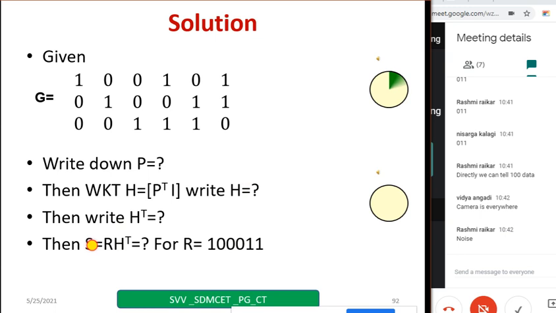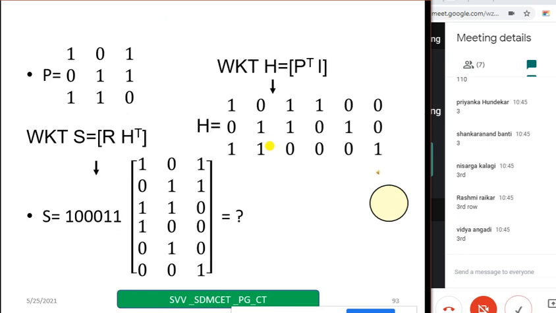Do it. Tell the answer. Syndrome, you can type in the chat box. You have 2 to 3 minutes. Very happy to see all answers are the same. You told the third bit is in error directly. Very good. Let me show the answers to you.